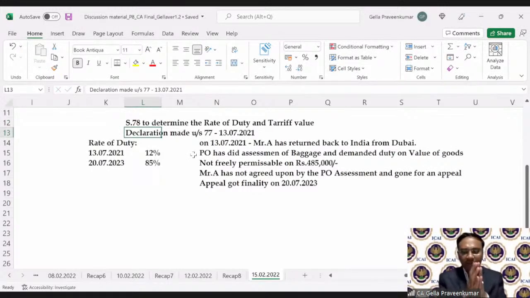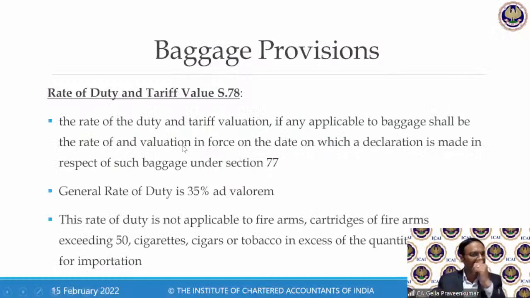So, for all your practical means, they say, look, the day of assessment, this person in charge of baggage, owner of a baggage, made a declaration under Section 77. Please take that as the date into consideration. This is the importance of filing of a declaration under Section 78.